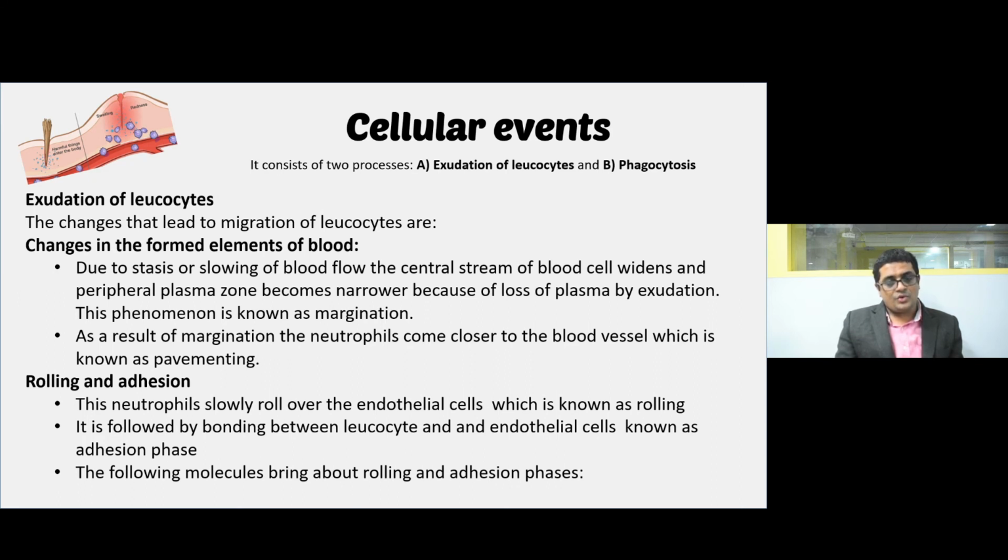Then after, rolling means the WBC rolls over the endothelial layer of the blood vessels and adheres to the endothelial layer of the blood vessels. This neutrophil slowly rolls over the endothelial cell, which is known as rolling. It is followed by bonding between the leukocytes and the endothelial cell, known as the adhesion phase. The following molecules bring about rolling and adhesion phase.